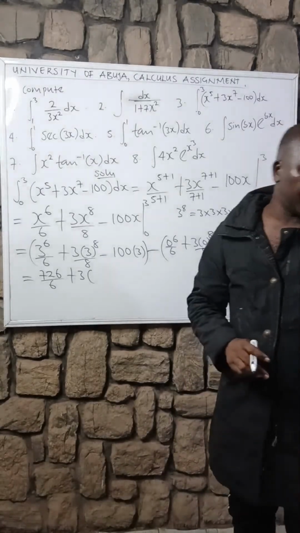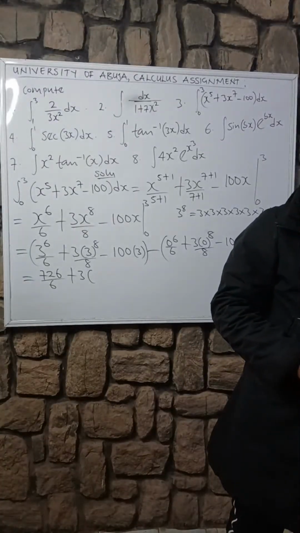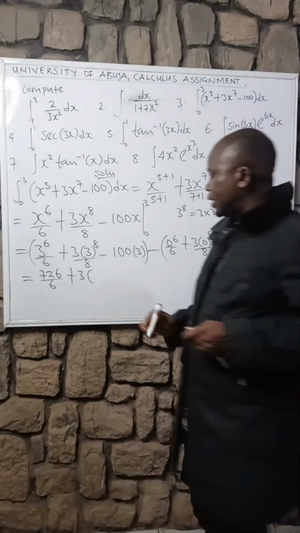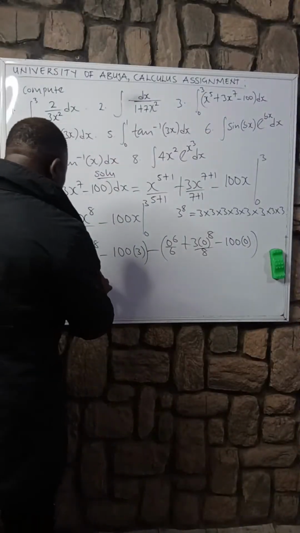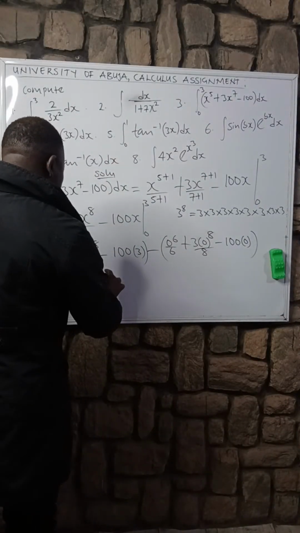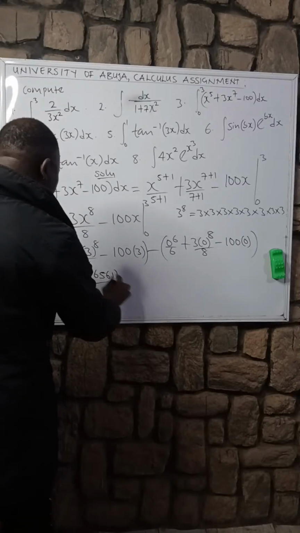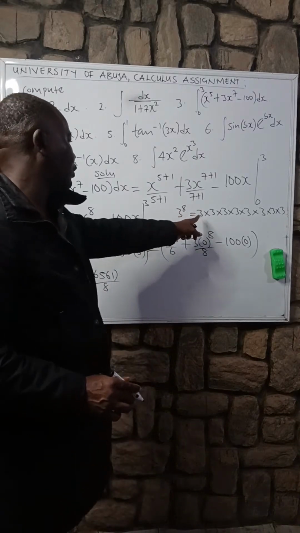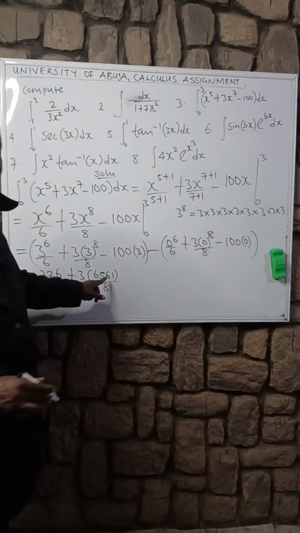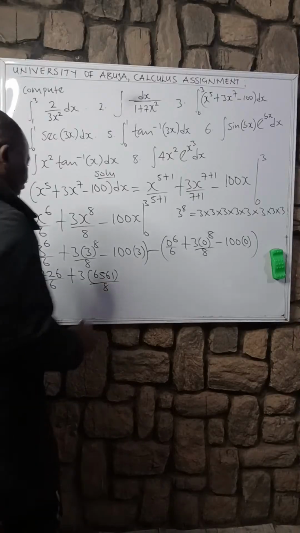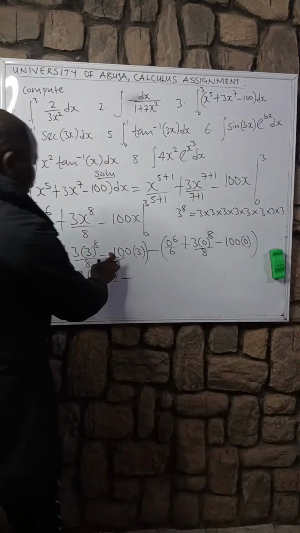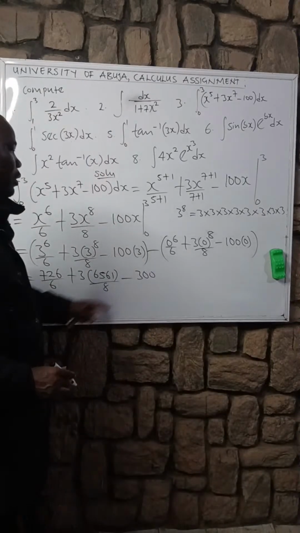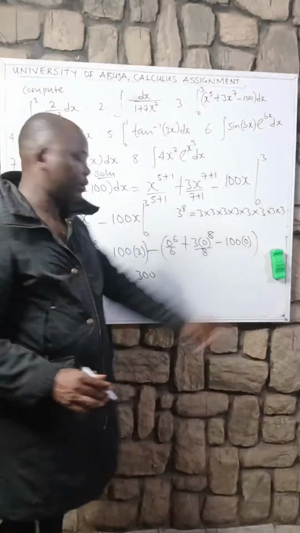So what should be the answer? I think by my calculator, I got 6,561. 6,561 all over 8. It means 3 into 8 will give us 6,561. Then minus 100 times 3 will give us what? 300, right? But here already all of this is 0, so it is not necessary.